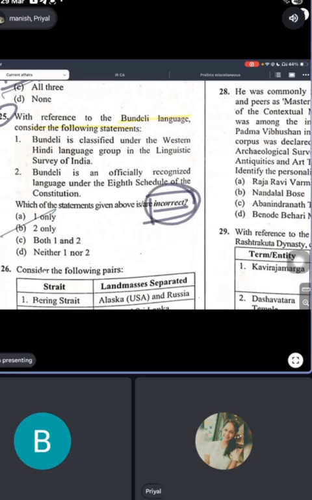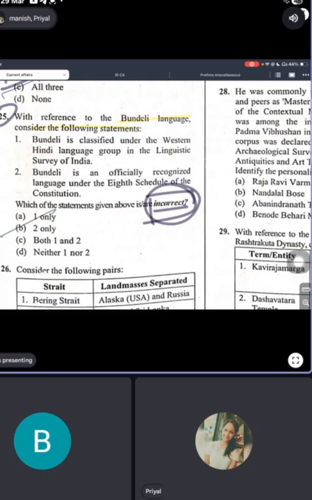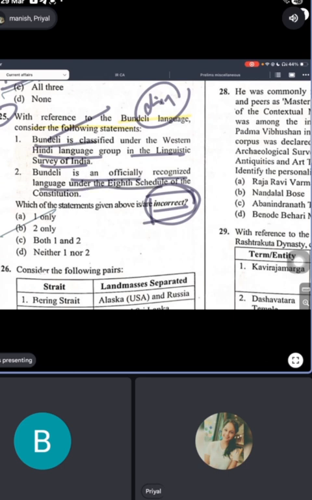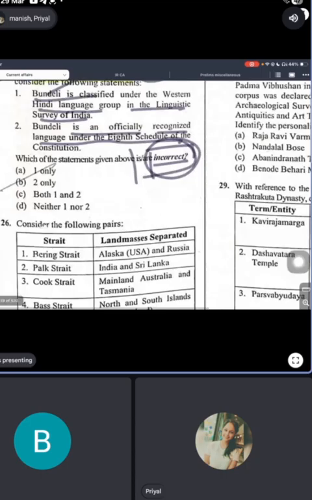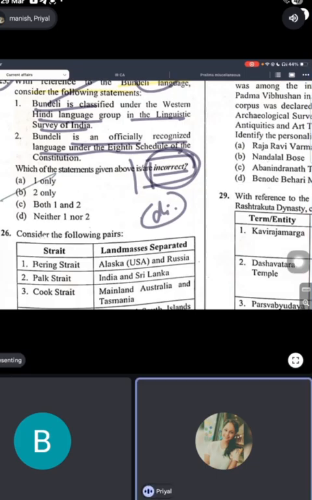Now see, Bundeli is classified under the Western Hindi language group in the Linguistic Survey of India. Guys, Bundeli is a dialect only. How can it be classified as such? Bundeli is an officially recognized language under the 8th Schedule. Now guys, Bundeli is only a dialect. Tell me, what is the difference between dialect and language? Tell me, Priyal.